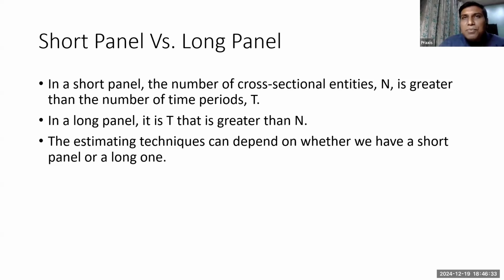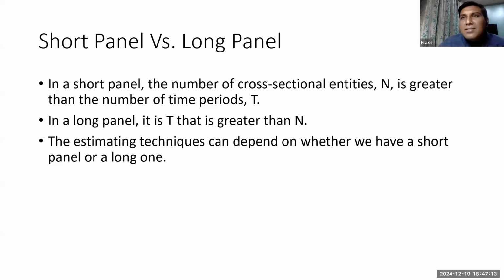In a long panel, what happens? Suppose you are working with only 5 entities and your data is for 15 years, right? So that becomes a long panel. And as we proceed, we will get to know that the estimation techniques that you use might vary depending upon whether you are working on a short panel or long panel, right? So generally in a long panel, you have the time series component stronger than the cross-sectional component, right? And in a short panel, the cross-sectional component is stronger than the time series component, right?